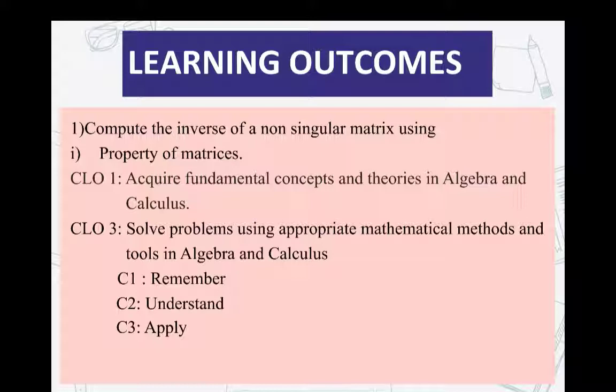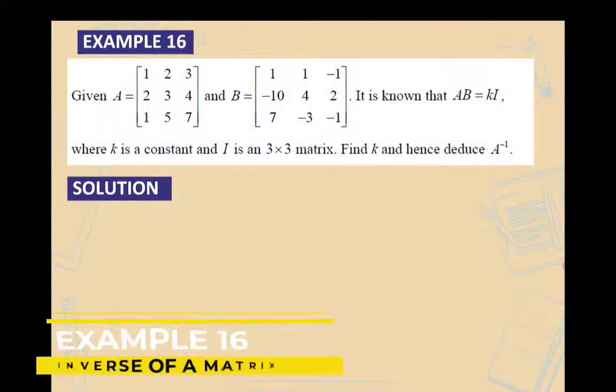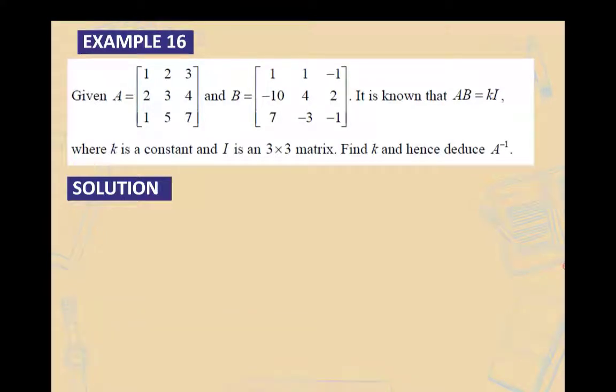So the next example will be example 16. Okay, now look at example 16. Given matrices A and B, it is known that AB equals kI, where k is a constant and I is a 3 times 3 identity matrix. Find k and hence deduce A inverse. Okay, so first we're going to answer find k.